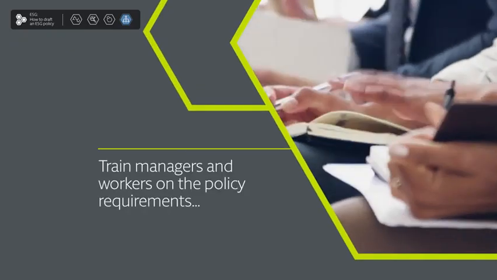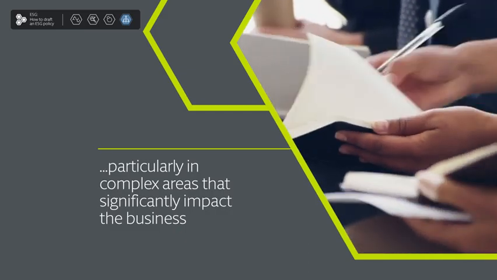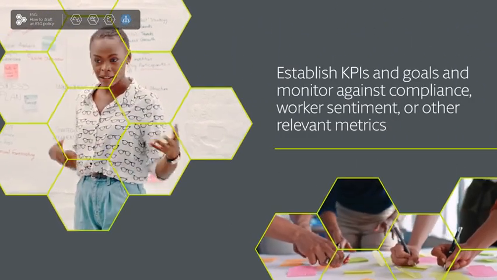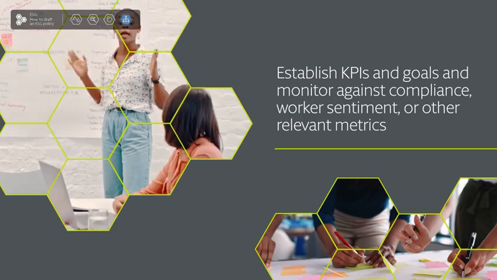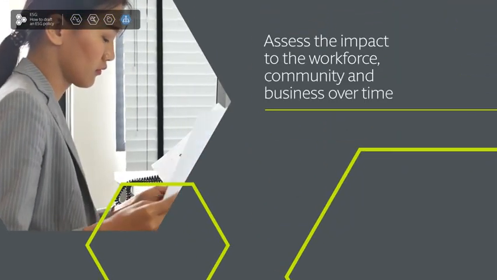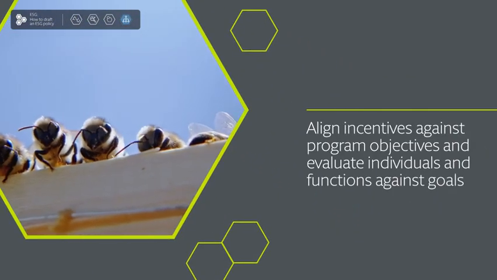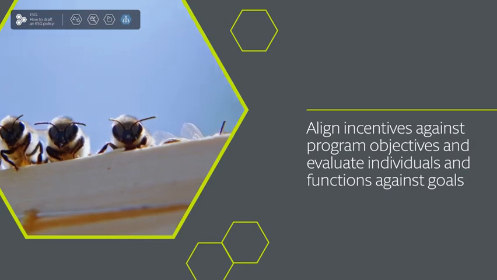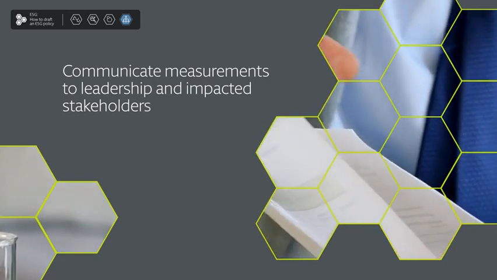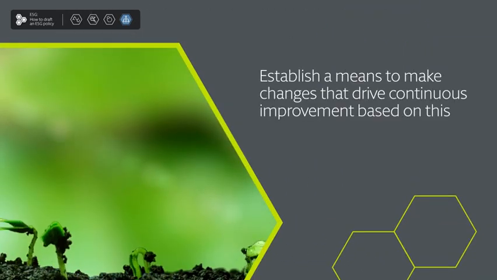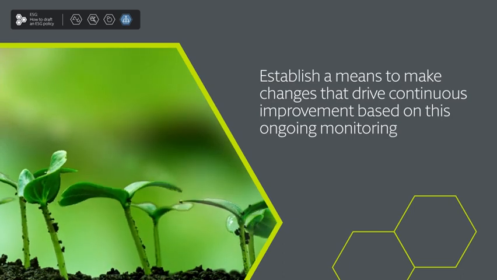It should train managers and workers on the policy requirements, particularly in complex areas that significantly impact the business. It should establish KPIs and goals and monitor against compliance, reflect worker sentiment or other relevant metrics. It should assess the impact to the workforce, the community, or the business over time. It should align incentives against program objectives and evaluate individuals and functions against those goals. It needs to communicate measurements to leadership and impacted stakeholders. And it should also establish a means to make changes that drive continuous improvement based on this ongoing monitoring.